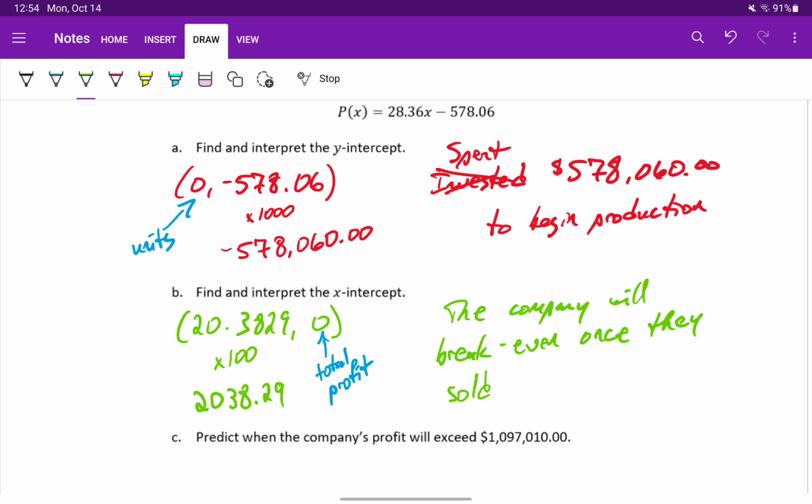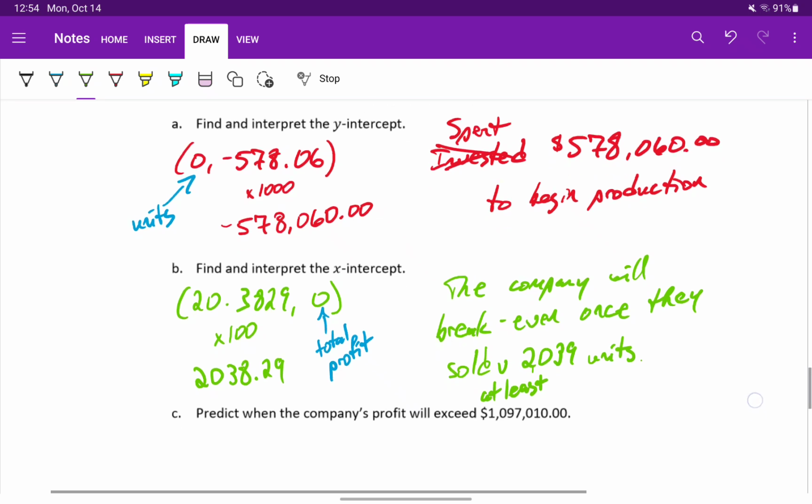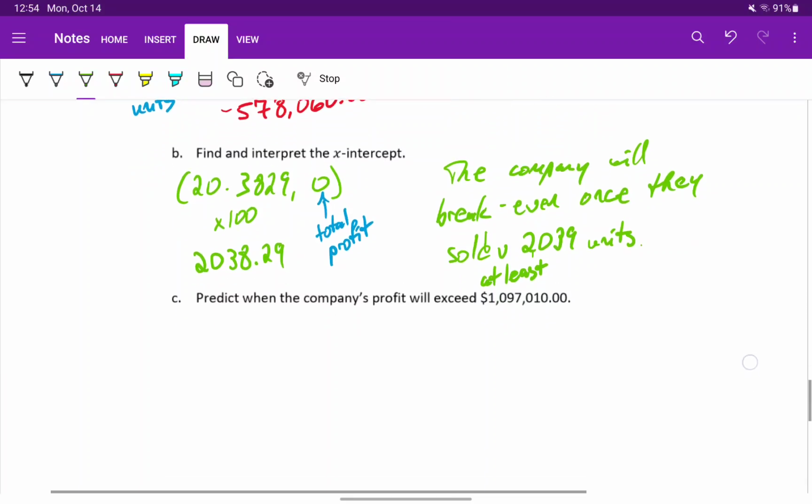2,038 would be just a little bit short of our goal. So what we have to do is actually just know intuitively to round that up. We need to produce and sell at least 2,039 units to clear that break-even point. And we could be a little bit more specific once they've sold at least 2,039 units. Because again, if we rounded that down, we'd be below that threshold, we'd still have a negative profit.